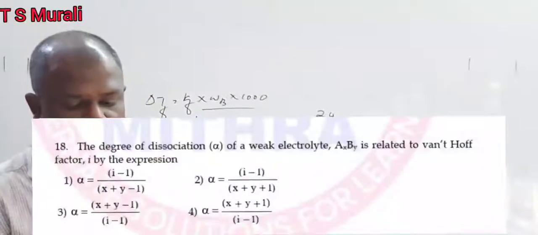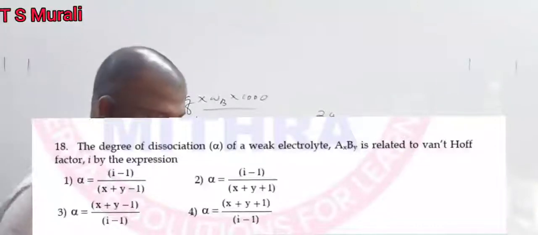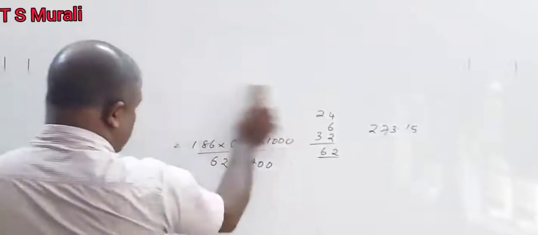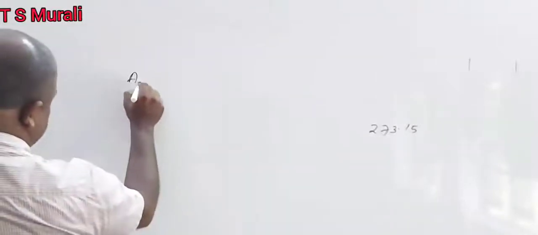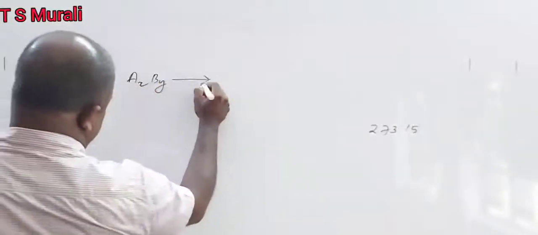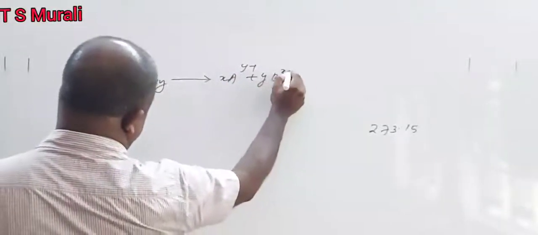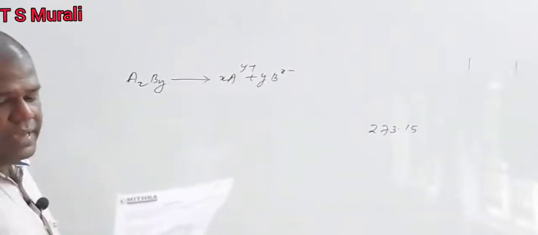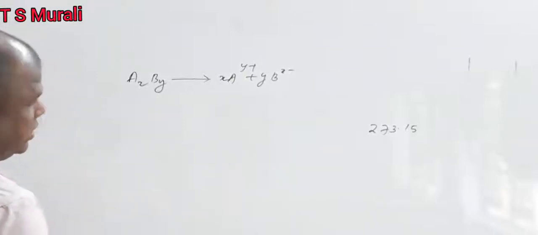Question number 18: the degree of dissociation alpha of a weak electrolyte AxBy is related to the van't Hoff factor i by an expression. So many times it is asked as previous questions. The formula of the compound is AxBy. You know this dissociates as xA^y+ plus yB^x-. That is the way of dissociating this molecule. Agree? i is the van't Hoff factor. What is its expression? Alpha is the degree of dissociation.